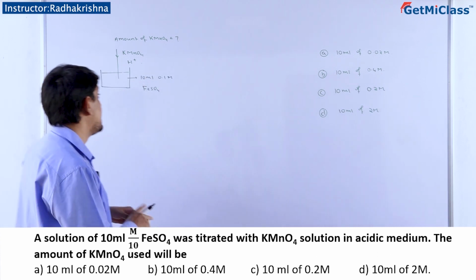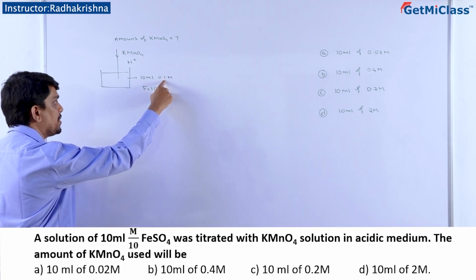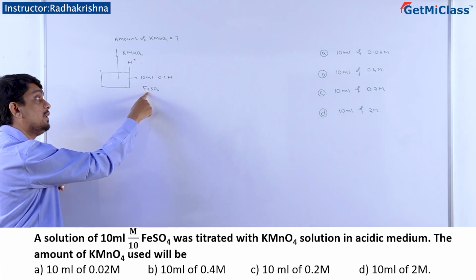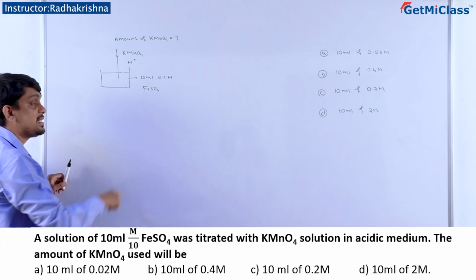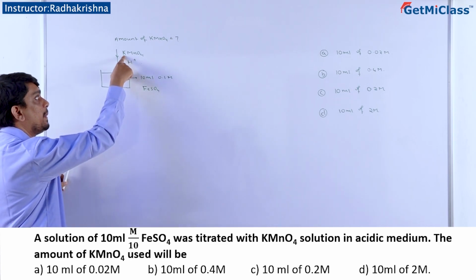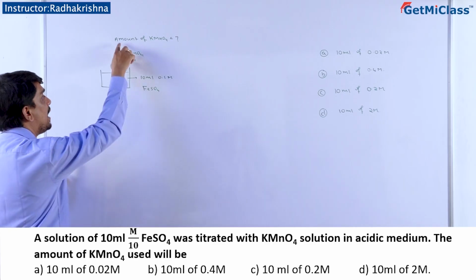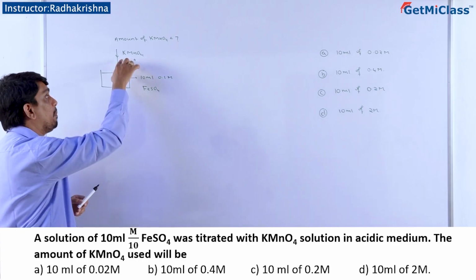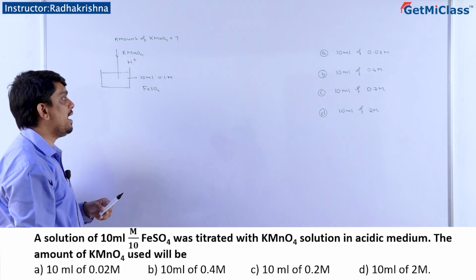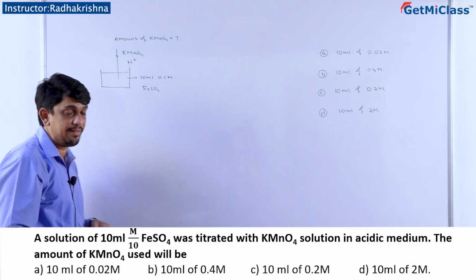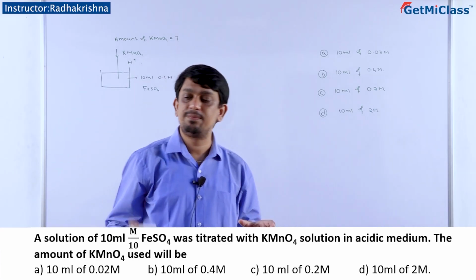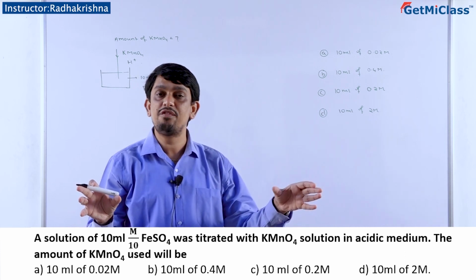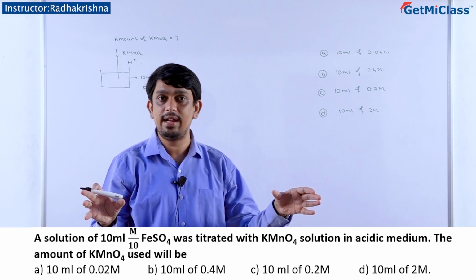The question says that 10 ml of 0.1 molar ferrous sulfate undergoes oxidation in the presence of the oxidizing agent acidified potassium permanganate. The question asked is, what is the amount of KMnO4 required for complete oxidation of 10 ml of 0.1 molar ferrous sulfate? Everyone knows that the number of gram equivalents of KMnO4 and the number of gram equivalents of ferrous sulfate are equal.